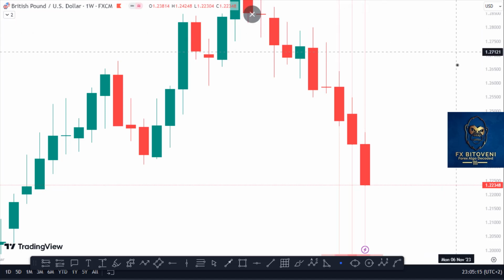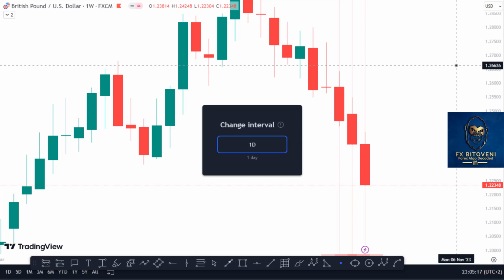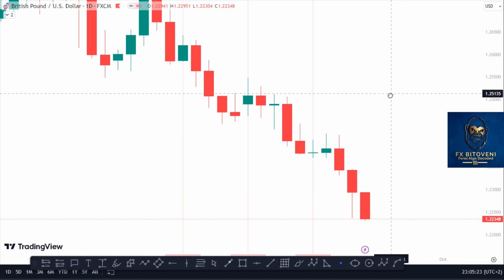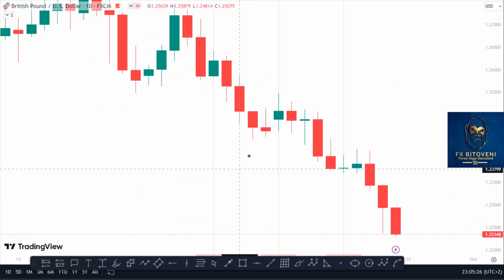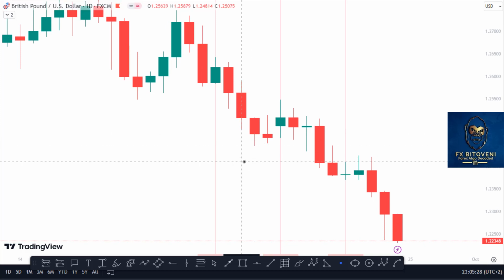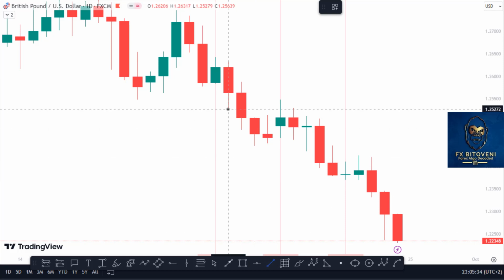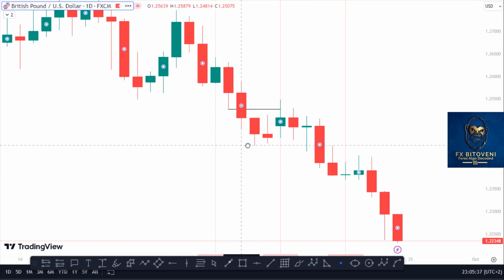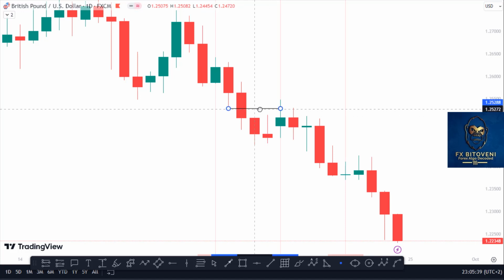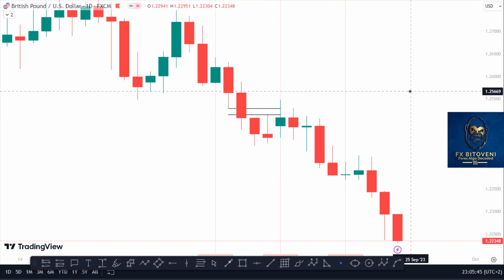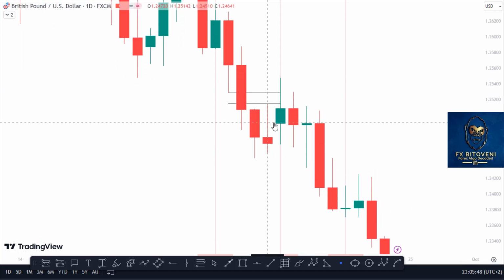Now let's switch to daily time frame. On the daily time frame, as you see here, for example, let's say you have imbalance resting here in this candle. You have imbalance. So market is doing what? Market opens with a gap, as you can see here. Then it trades higher on this level.